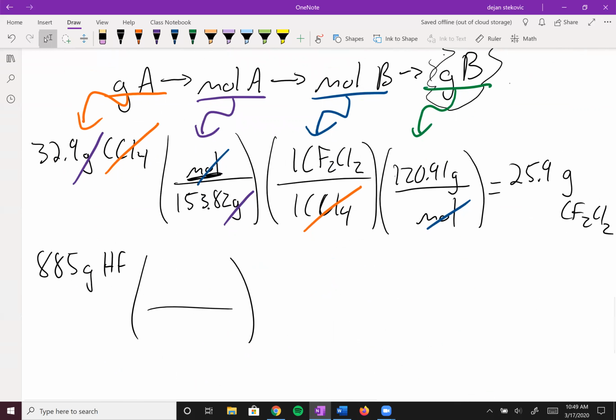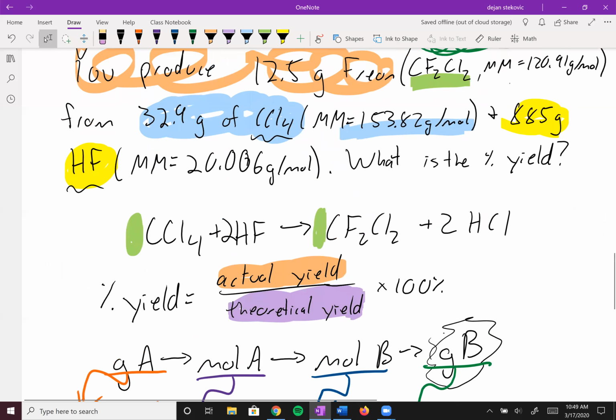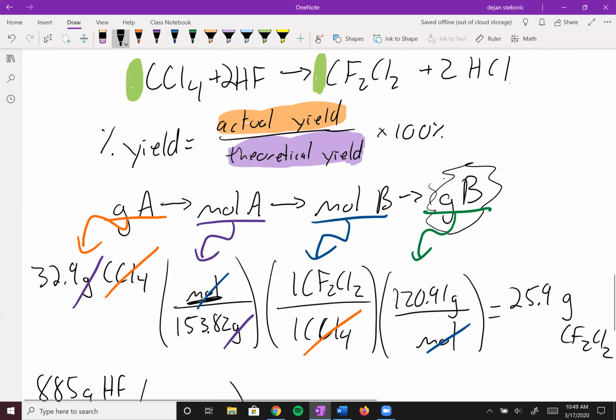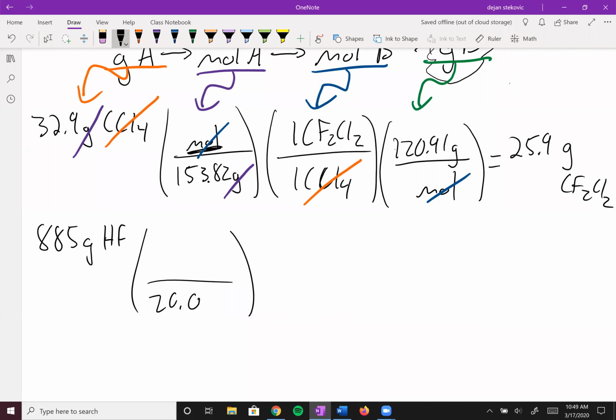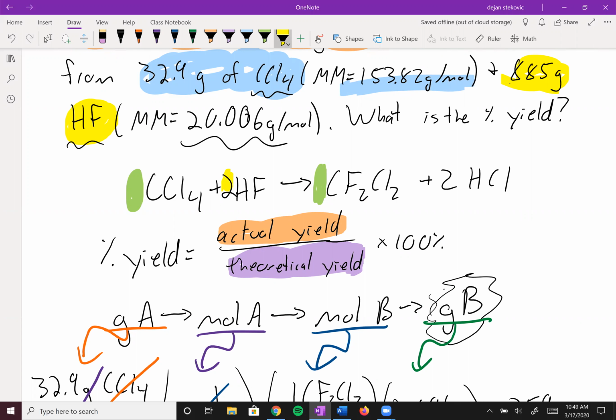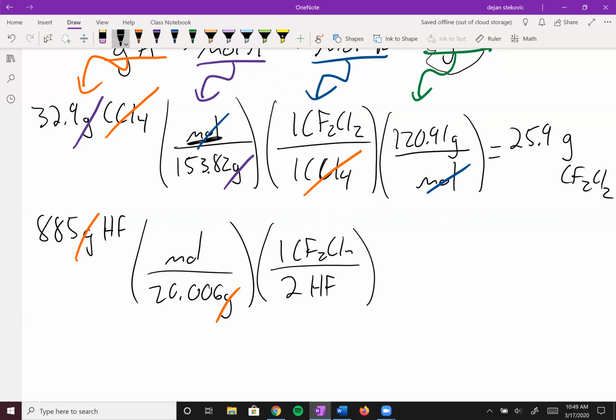We're going to follow the same procedure: grams A, moles B, grams B. So how do we go from grams of HF to moles of HF? You use the molar mass, right? So this is 20.006 grams per mole. Grams going to go ahead, cancel out. How do we go from moles of A to moles of B? We use our mole to mole conversions, right? Our mole to mole conversion ratios. So in this case, we have 2 HFs and only 1 CF2Cl2. So down here we put 2 HF, up here we put 1 CF2Cl2. And you can see the HF and the HF cancel out.